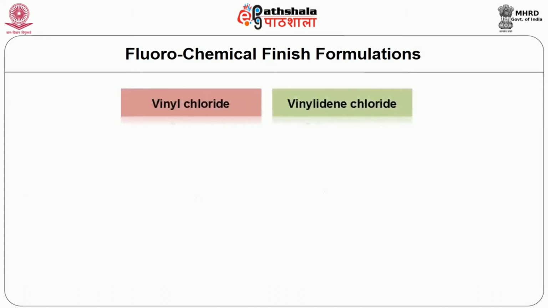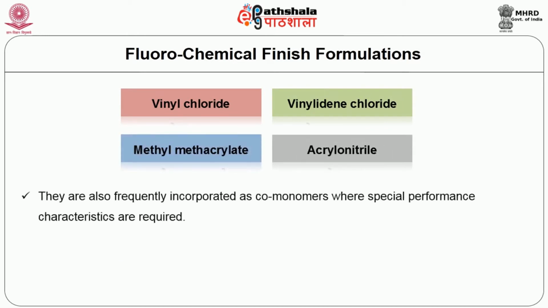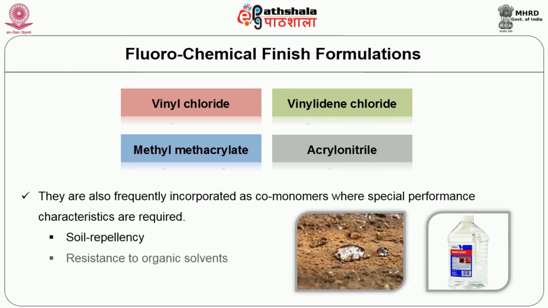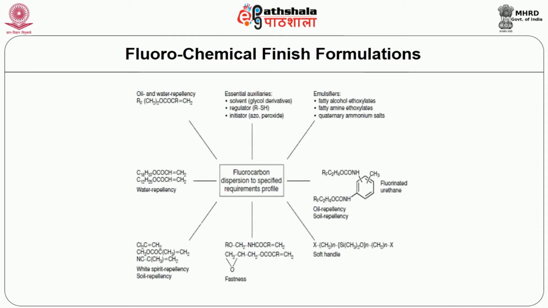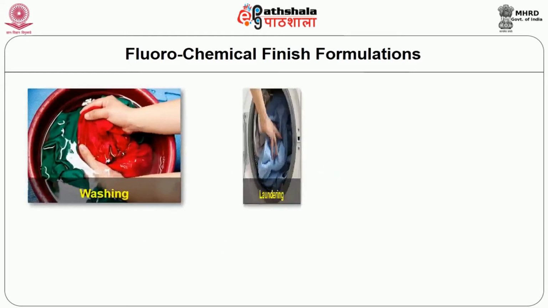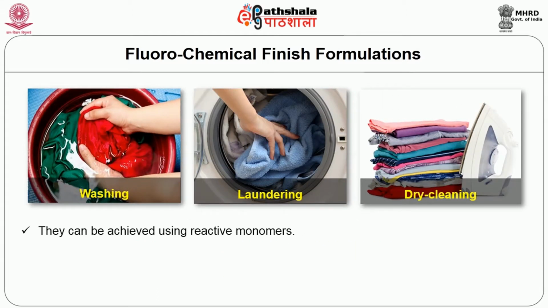Vinyl chloride, vinylidene chloride, methyl methacrylate and acrylonitrile are also frequently incorporated as comonomers where special performance characteristics are required, such as oil repellency or resistance to organic solvents and white spirit. The major components of fluorocarbon dispersions include those for oil repellency, fatty acids for water repellency, and others for fastness and white spirit repellency, etc.